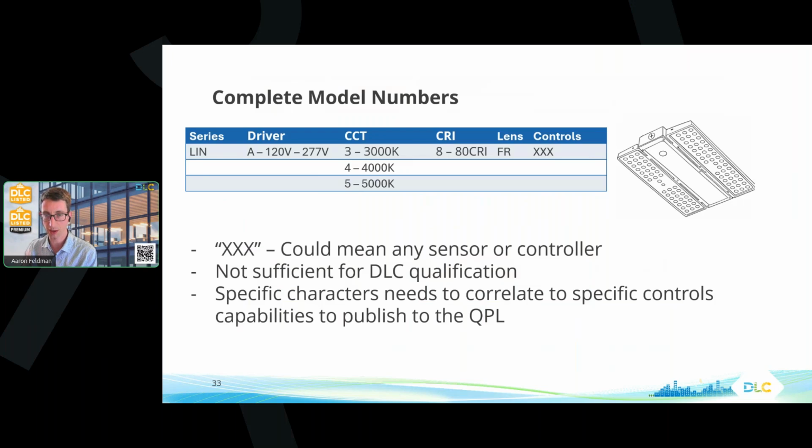When manufacturers are submitting applications, in particular for version 6 applications, detailed information is needed on the controls capabilities. So if there is a product where there's a model number structure where controls could be XXX, where XXX could mean any sensor or controller, it just depends on what the customer wants. While that is great for flexibility, for DLC qualification, we do need some understanding of the different options in order to qualify them to the QPL. So specific characters are needed for each controls option, to detail out the capabilities and ensure products are appropriately listed to standard and premium.